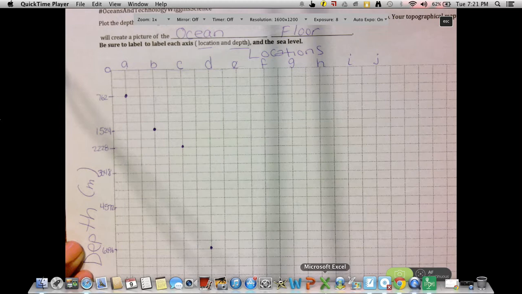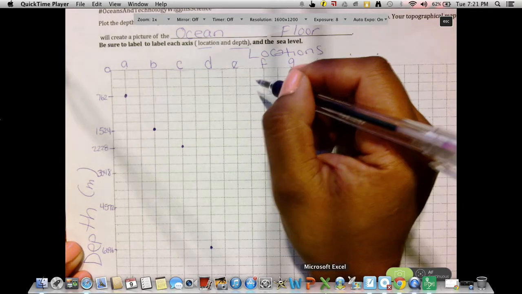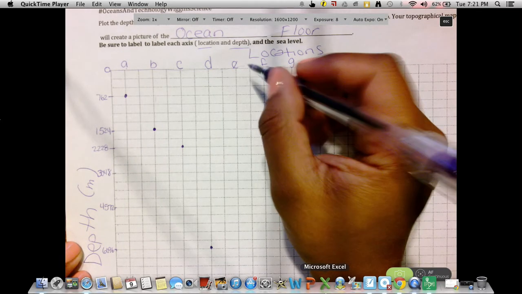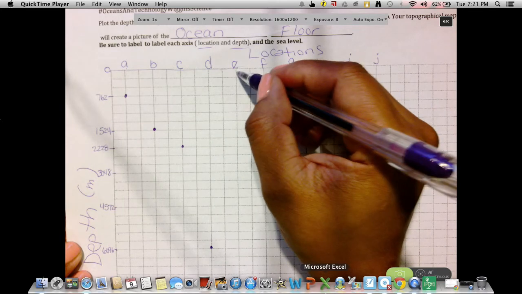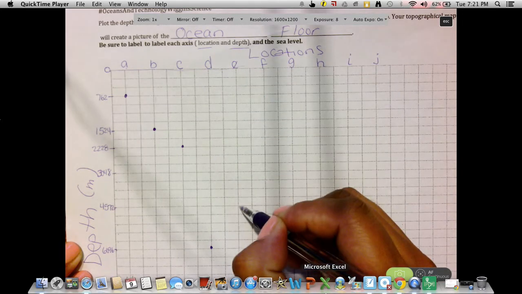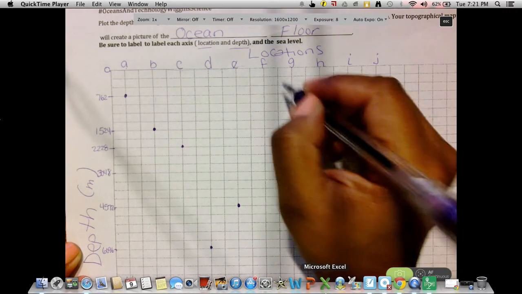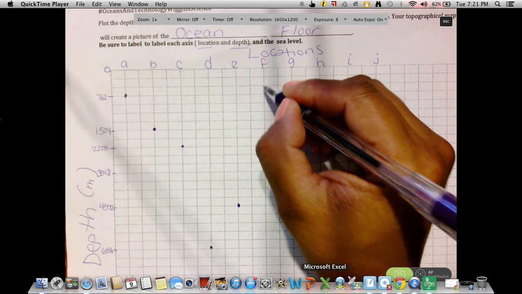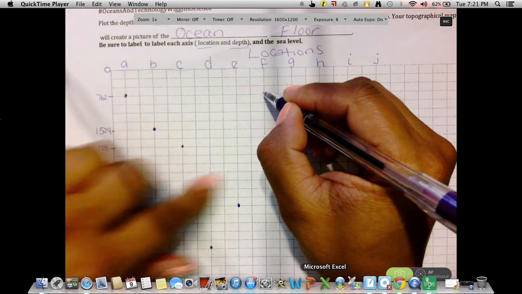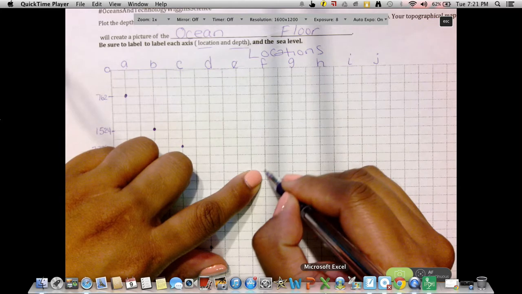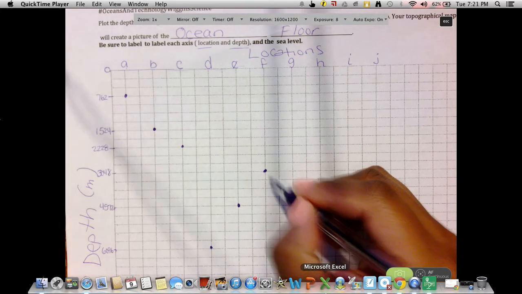Location F is 3,048 meters. I'm sorry, I skipped E. Location E is 4,572 meters. Now location F is 3,048 meters. Just like math, we're just plotting numbers.